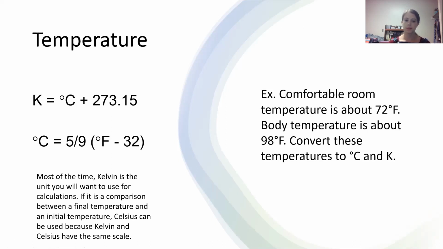And to convert Celsius to Fahrenheit and vice versa, you have 5/9 times degrees Fahrenheit minus 32 equals degrees Celsius. So here we have an example question to practice these conversions. It says comfortable temperature is about 72 degrees Fahrenheit. Body temperature is about 98 degrees Fahrenheit. Convert these temperatures to degrees Celsius and Kelvin.